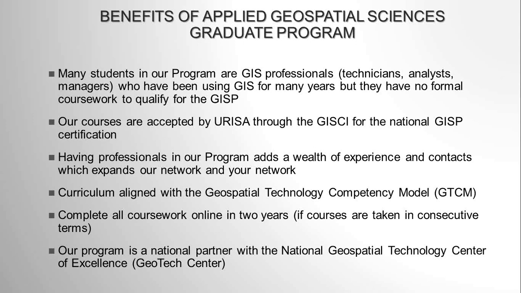Our curriculum, as we have mentioned before, is aligned with the GTCM, the Geospatial Technology Competency Model, for approved skill sets in the geospatial industry. All our coursework can be completed within 2 years if courses are taken in consecutive terms. We have 8-week courses, so you might start in the summer with an AGS 500 course, or start in fall A, then fall B, which is the second half of the fall, then spring A, spring B, and summer courses that are available as well.